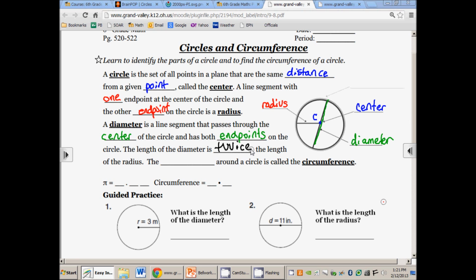So finally, we can call the distance around a circle the circumference. Now, just so you know, yesterday was perimeter. And perimeter was the distance around a polygon. Well, the problem with a circle is it's not a polygon. It doesn't have sides like line segments. It has one continual arc that goes all the way around. So that's why we have a new name, circumference. We don't call it the perimeter of a circle. It's a circumference.